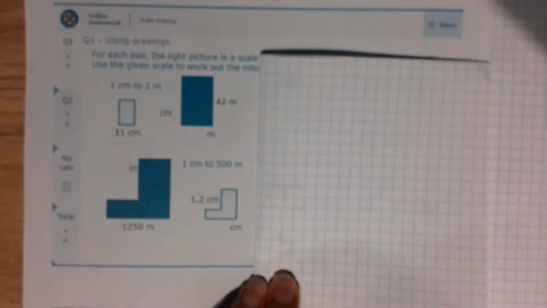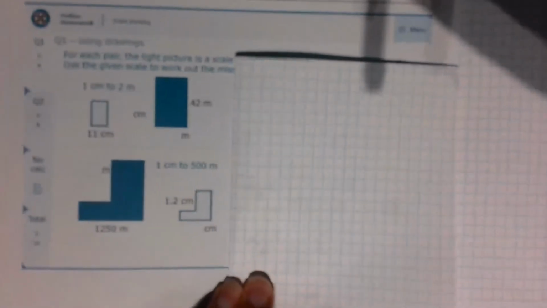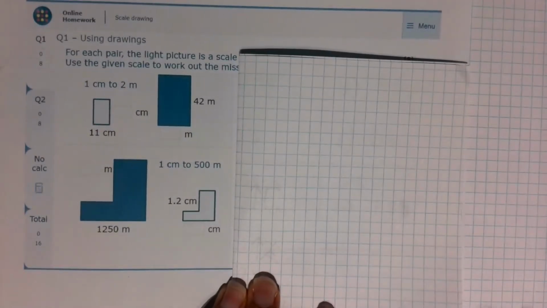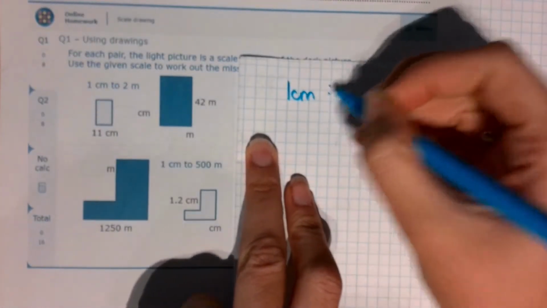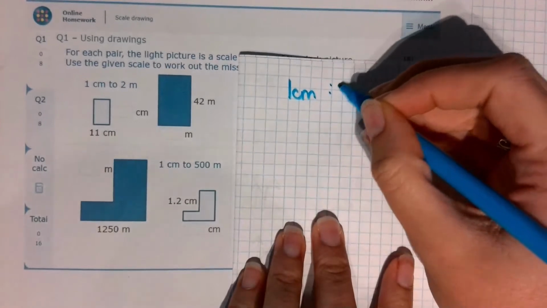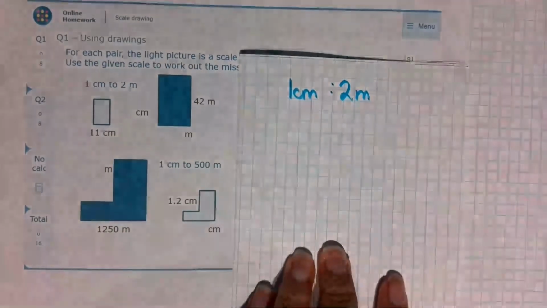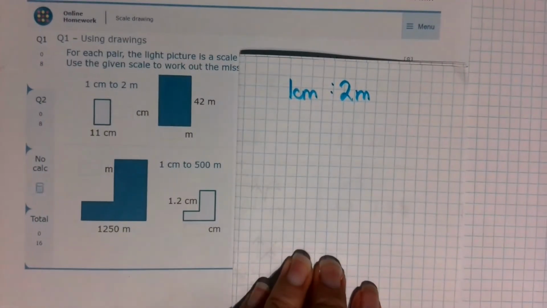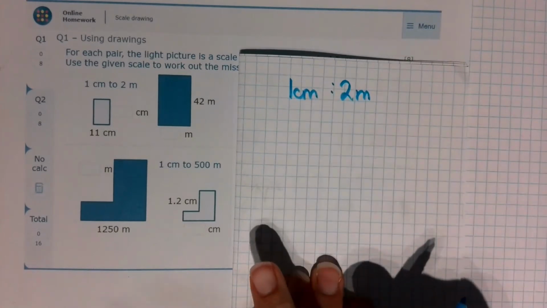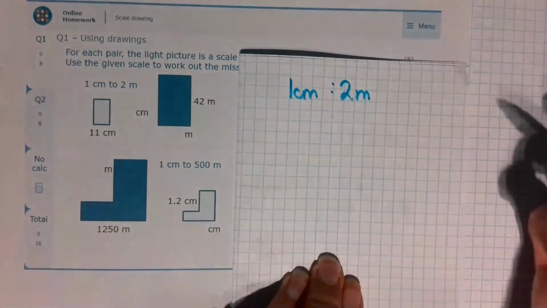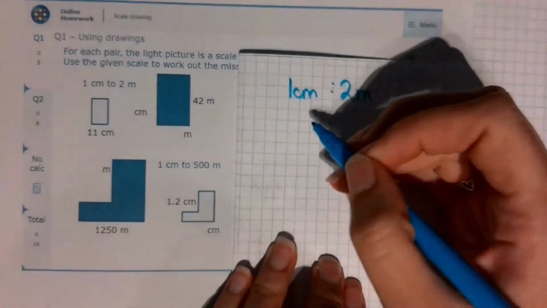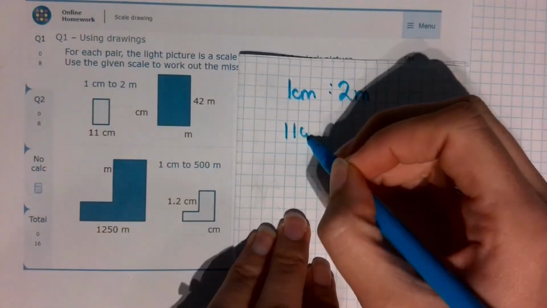We've got our scale written as 1 centimetre to 2 metres. So I'm going to write that as a ratio. It's really important to include the units because the units are different. Okay, so in my smaller rectangle, I've got the value 11 centimetres.